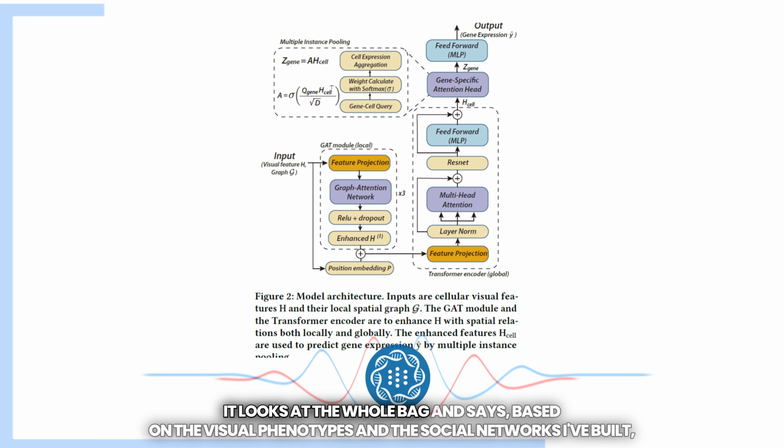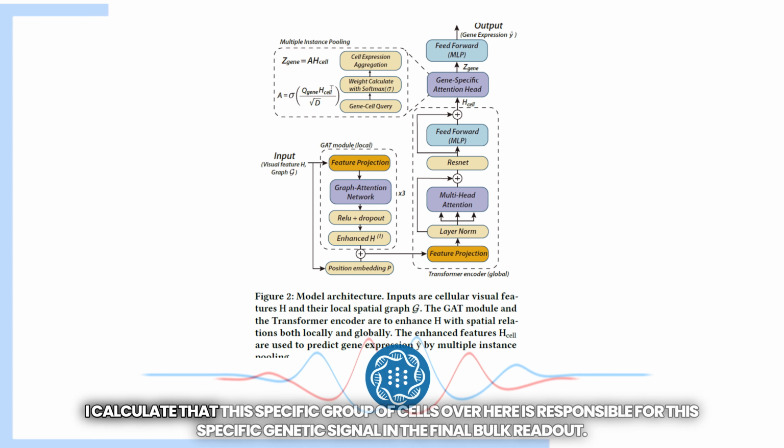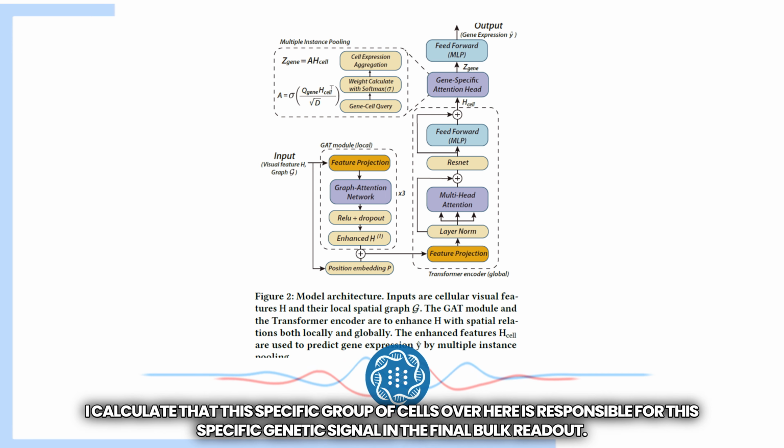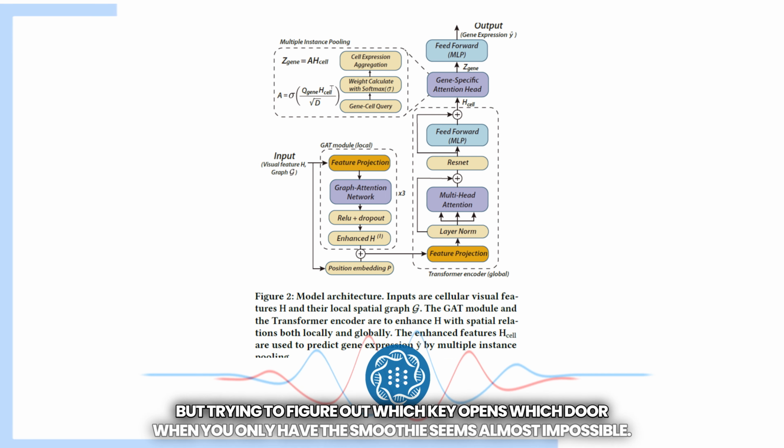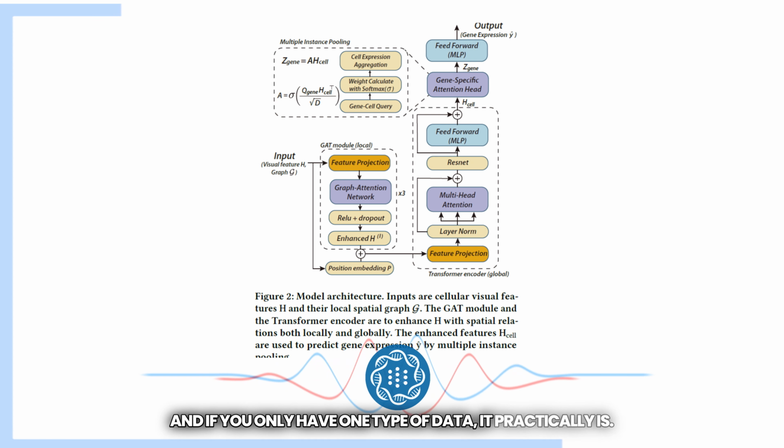It looks at the whole bag and says, based on the visual phenotypes and the social networks I've built, I calculate that this specific group of cells over here is responsible for this specific genetic signal in the final bulk readout. But trying to figure out which key opens which door when you only have the smoothie seems almost impossible. And if you only have one type of data, it practically is.